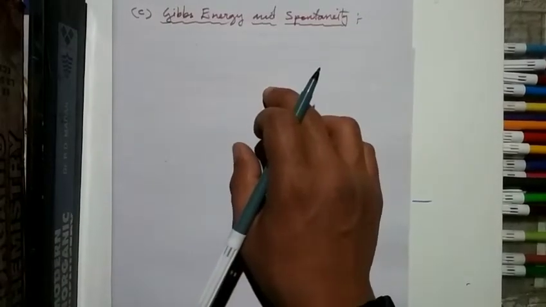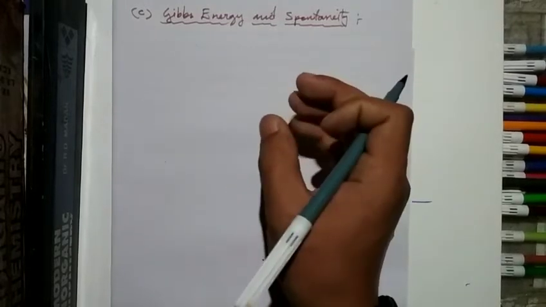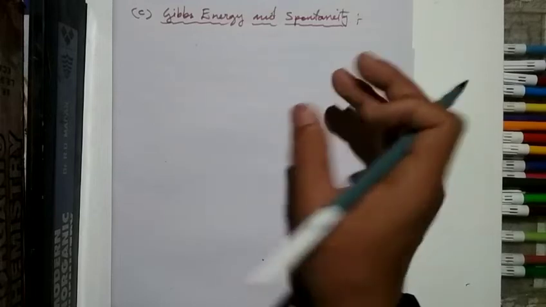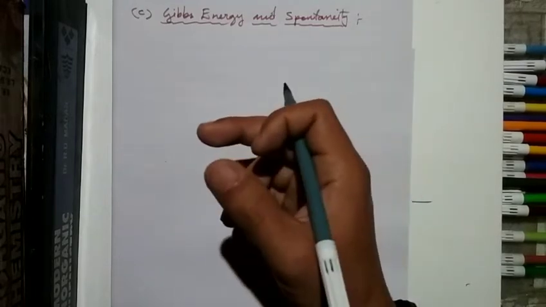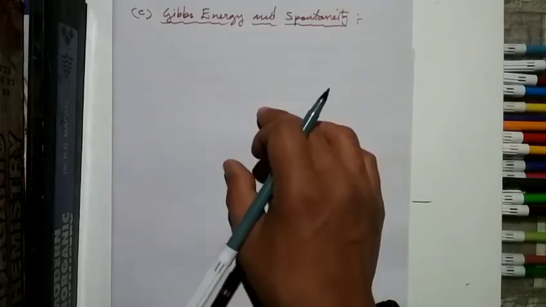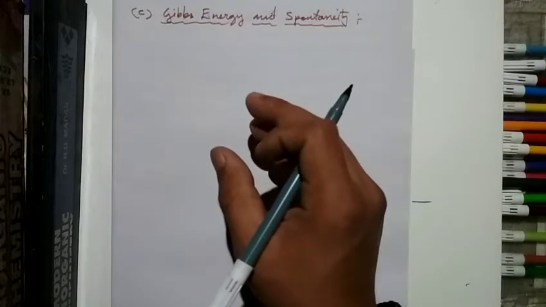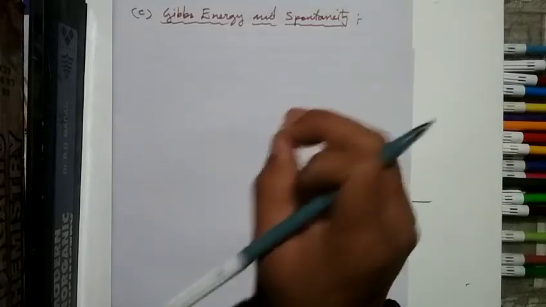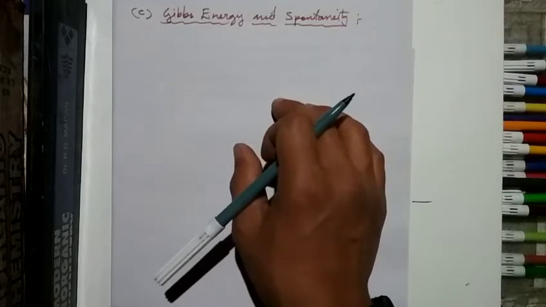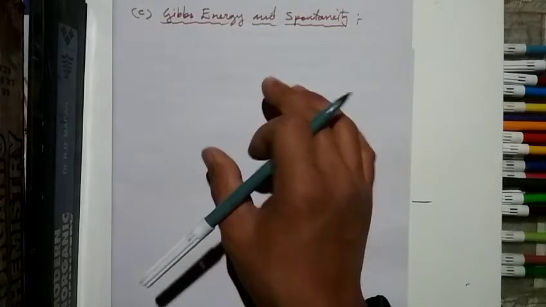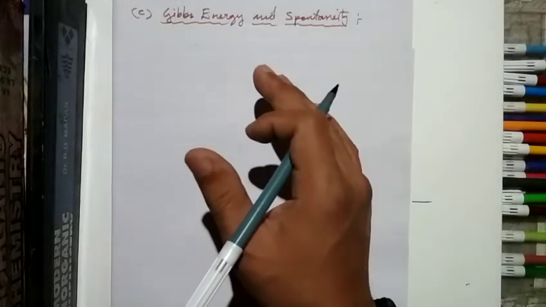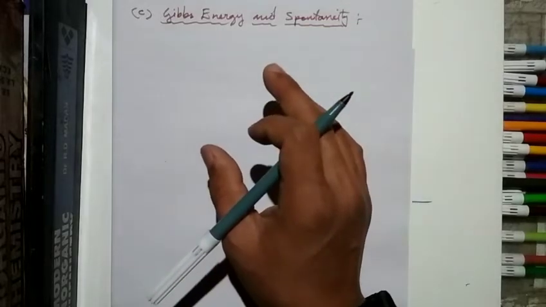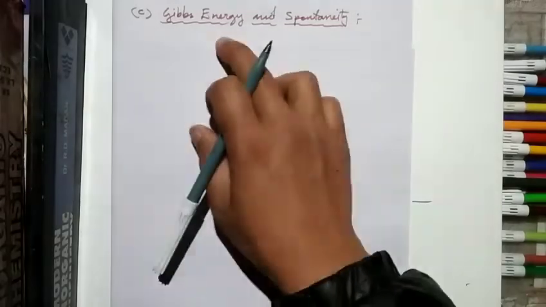Next one is Gibbs free energy and spontaneity. Increase in entropy and enthalpy alone cannot determine the spontaneity of change in the system. We cannot determine the spontaneity of a system with entropy and enthalpy change alone. For example, for a closed system or open system, there is change in enthalpy and entropy. Because of that, we come to a new term known as Gibbs energy.